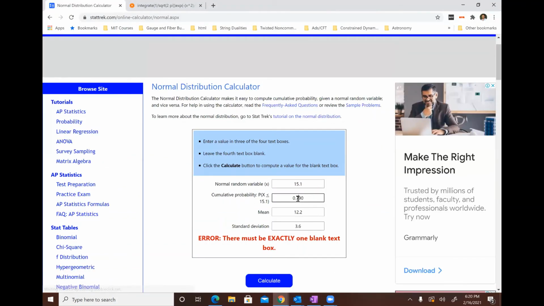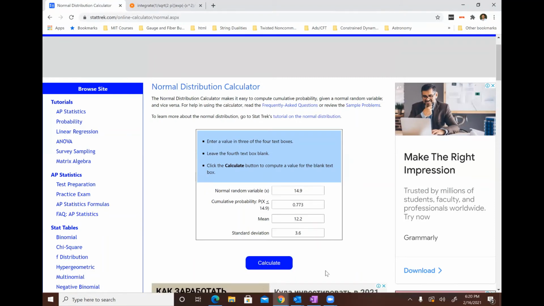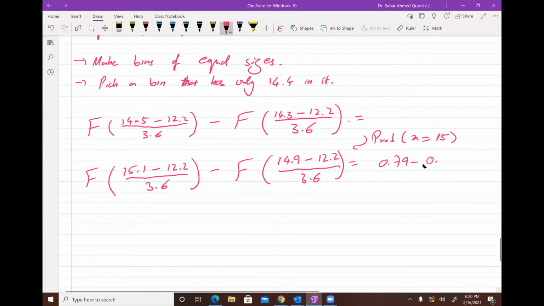I subtract the number for 0.773. So it's 0.02. And you can see that it's much less than the probability of salaries being above 15, because it's like being exactly 15.